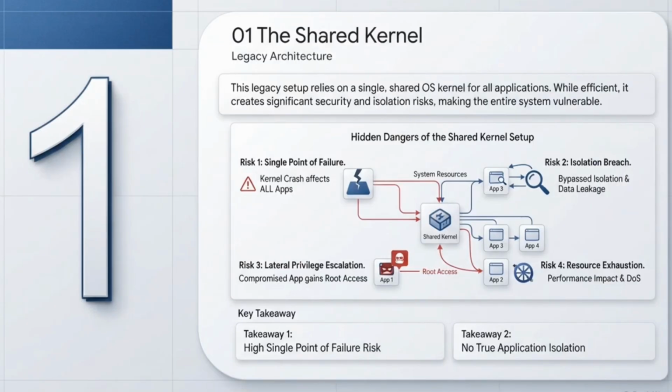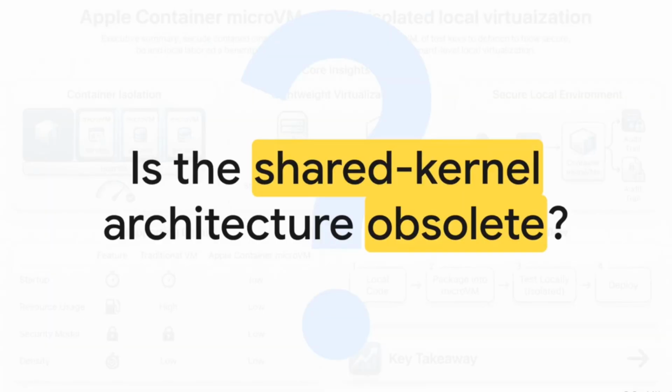But to really appreciate the fix, we have to talk about the shared kernel problem, the hidden dangers of the legacy setup we've all just kind of accepted. It really begs the question, is the shared kernel container architecture obsolete? Legacy tools rely on a single massive background virtual machine. It constantly hoards your system memory, even when you aren't doing anything. And worse, it creates a massive single point of failure for your entire development environment.